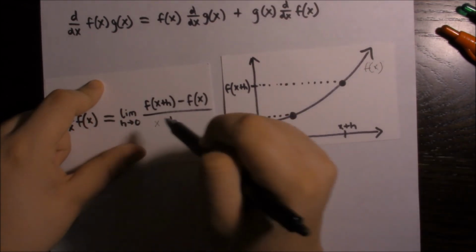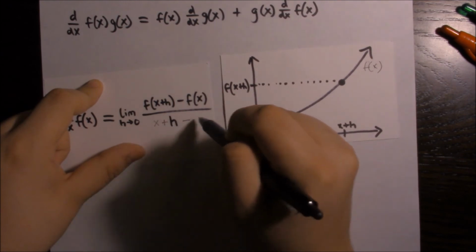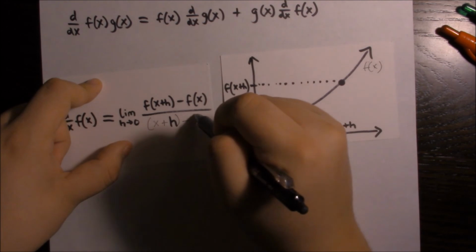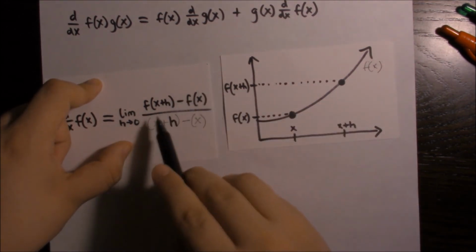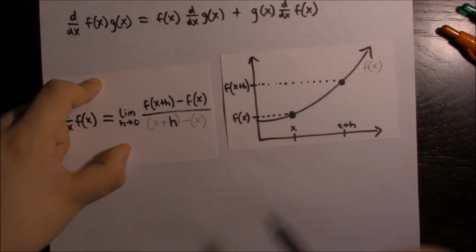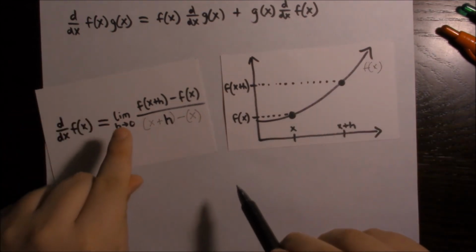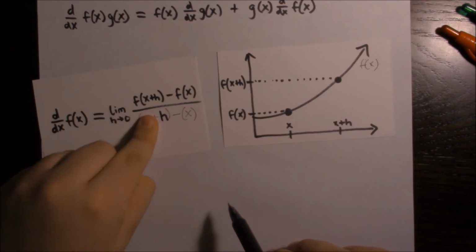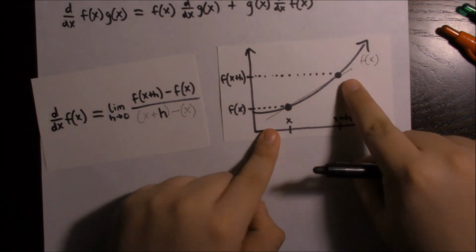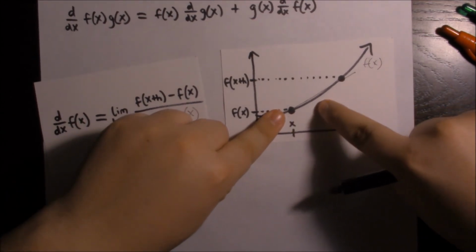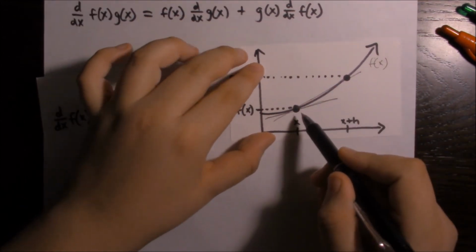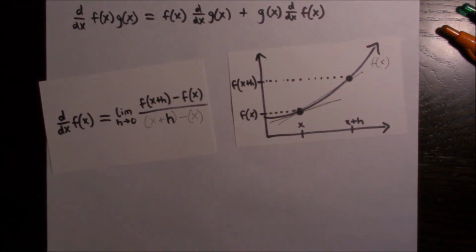If we add and subtract x from this denominator here, you can group these together and see that this is the slope formula for the slope between these 2 points. And so what we're doing by taking the limit as h goes to 0 of this equation is we're finding the slope of this line as these 2 points get closer and closer together, which will eventually approach this tangent line, which is the derivative that we're looking for.